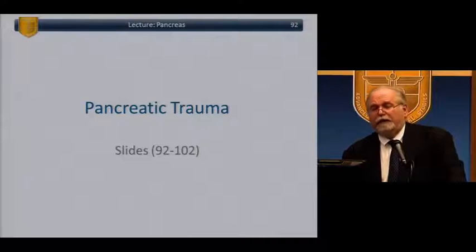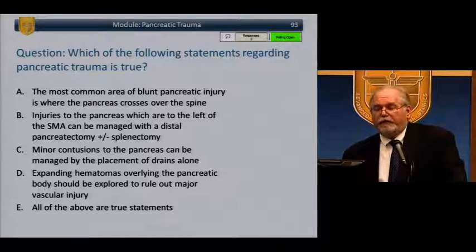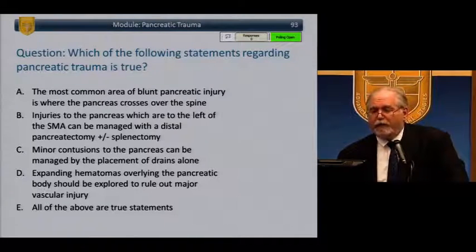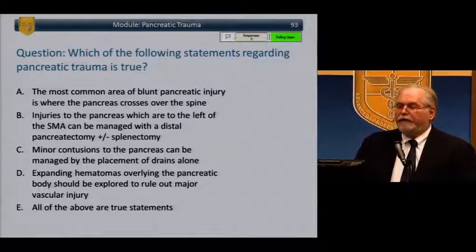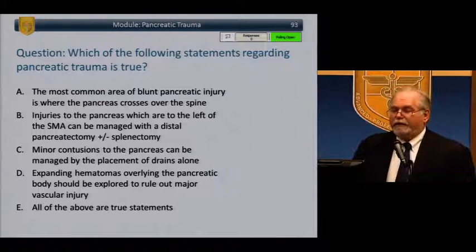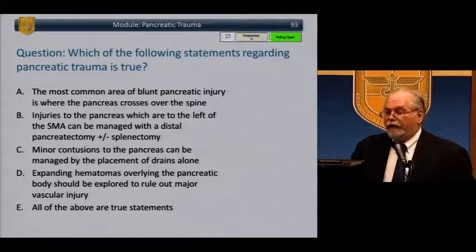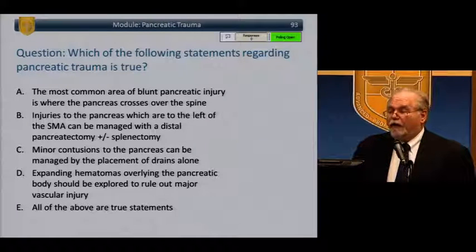And lastly, we're going to talk a few minutes about pancreatic trauma. I'm sure you've had this before. So, which of the following statements regarding pancreatic trauma is true? The most common area of blunt injury is where the pancreas crosses the spine. Injuries to the pancreas which are to the left of the SMA can be managed with distal pancreatectomy and splenectomy. Minor contusions of the pancreas can be managed by drains alone. Expanding hematomas overlying the pancreatic body should be explored to rule out major vascular injury. Or, all of the above are true.